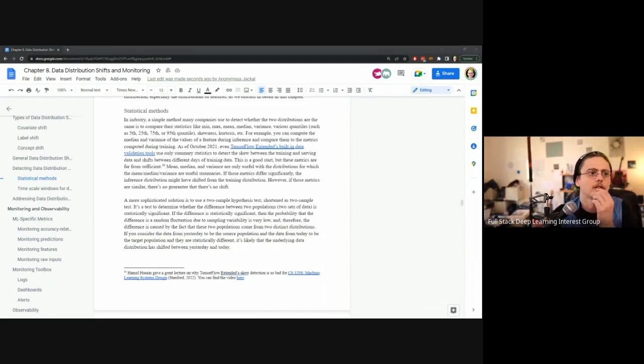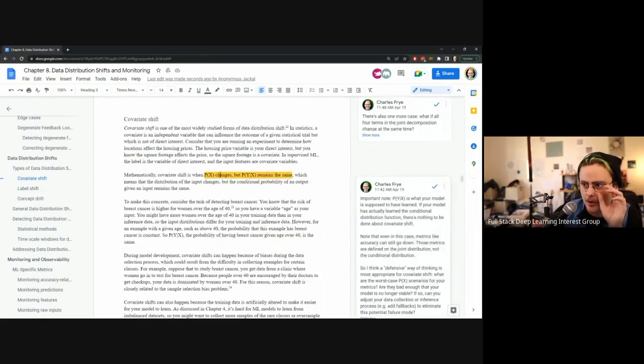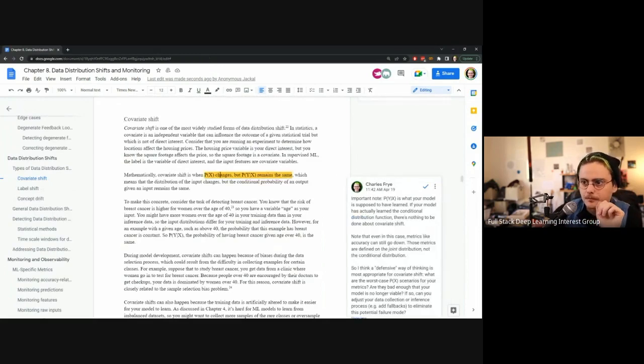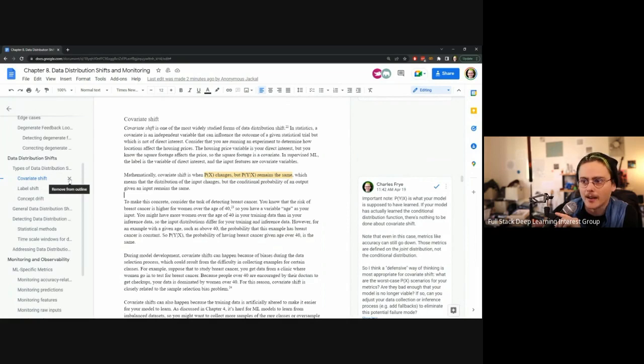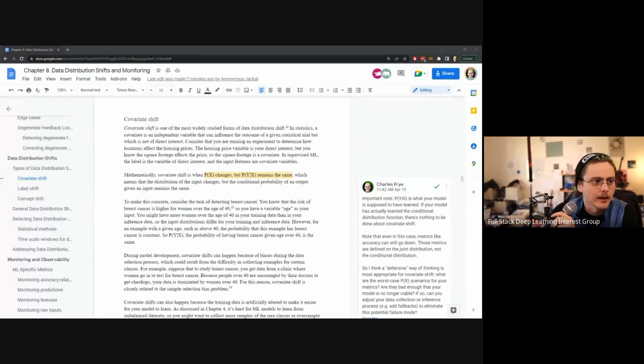One of the ways this happens is covariate shift, which I think is the one where people have the most interest. This is when P of X changes, but P of Y given X, so the relationship between the labels and the inputs, has stayed the same. This is one that people have looked at quite a lot, because with P of X changing, you don't need labels to detect this.